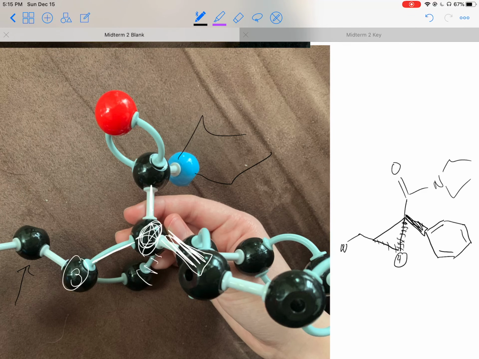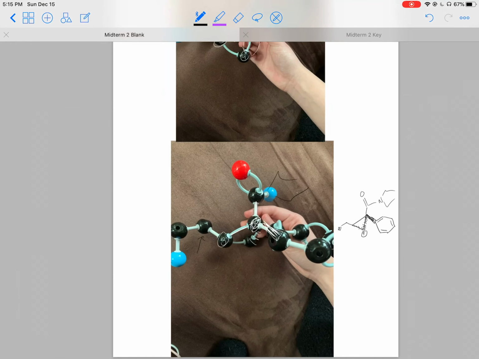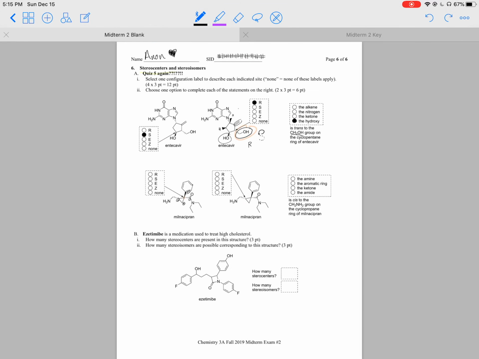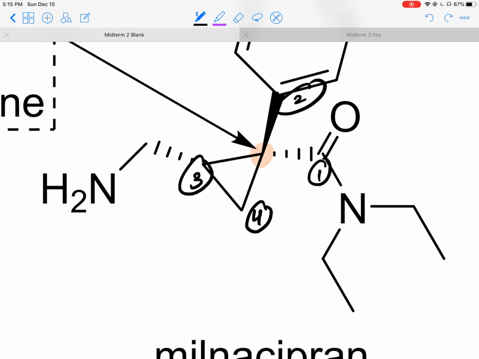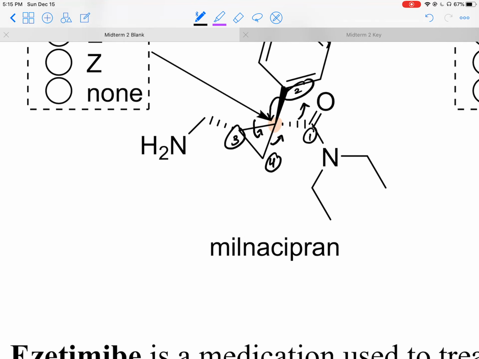So, okay, that's kind of confusing, but hopefully that makes sense for what I mean when I say we want to rotate this basically so that the 4th priority goes into the back. Okay, and then the 2nd priority will come out towards the front, and then the 1st priority will become on an in-plane line.